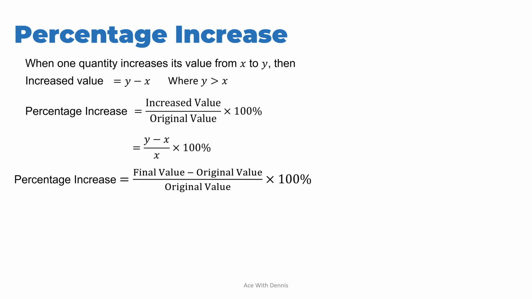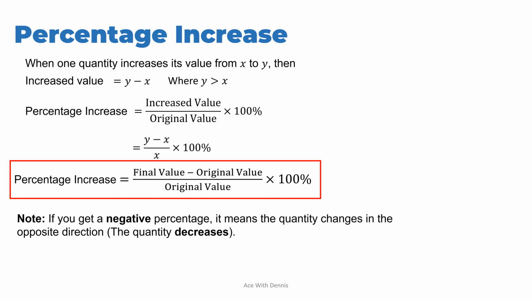Percentage increase can also be written as final value minus original value over original value times 100%. Do take note that if you get a negative percentage, it means the quantity changes in the opposite direction, which is the quantity decreases, not increases.